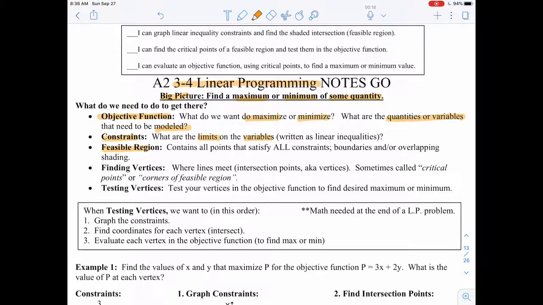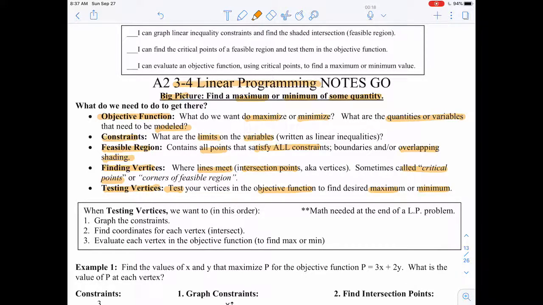The feasible region are all points that satisfy all of our constraints. Again, we'll be looking for an overlapping region. We are going to find the vertices. These are the intersection points where our lines meet. These are sometimes called critical points or the corners of the feasible region. We will test these vertices in the objective function to find the desired max or the minimum.